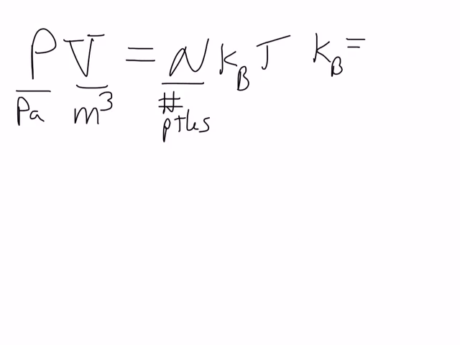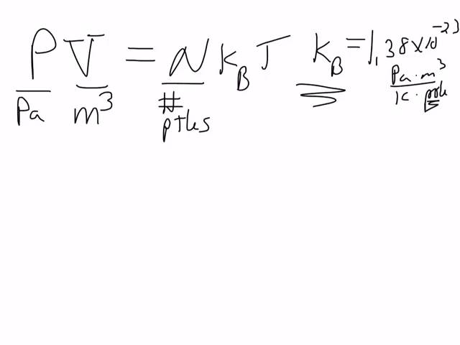kB is equal to 1.38 times 10 to the minus 23rd power. In this case, it's in pascals times meters cubed per Kelvin, and particle maybe. This one is one of those units like radians you can kind of drop sometimes. kB, it turns out, is one of the most important constants in physics. It relates not just the ideal gas law, and by the way, it is related to R via Avogadro's constant. You can go ahead and verify that for yourself if you want.